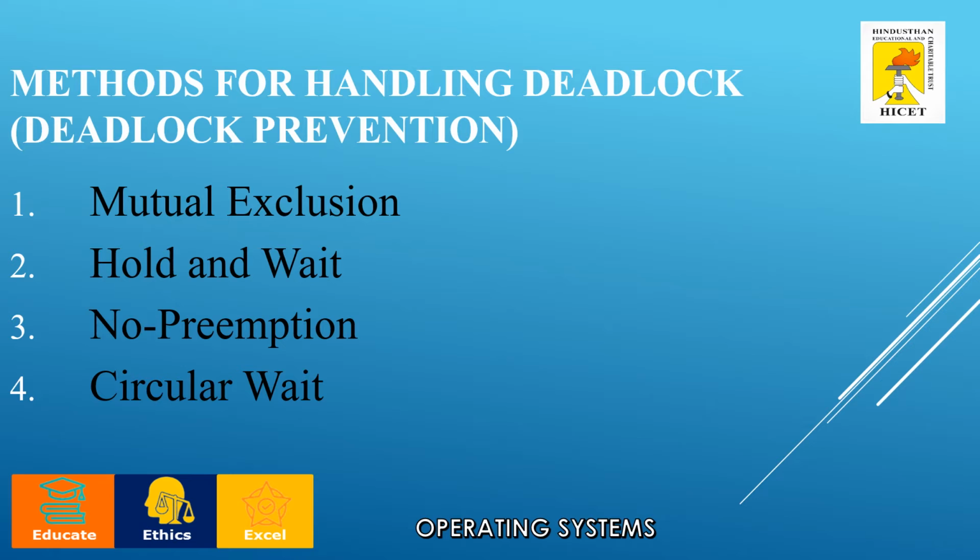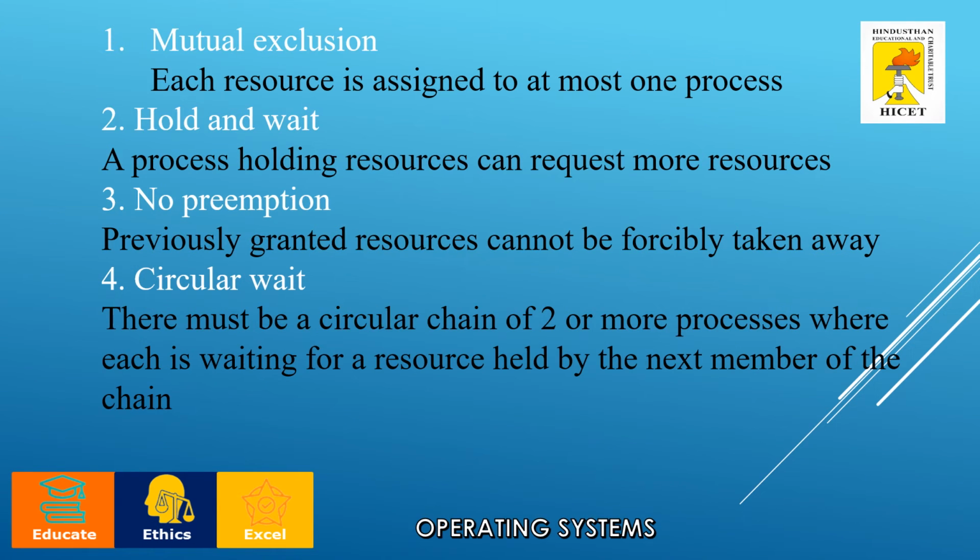The first one is deadlock prevention. There are four methods for deadlock prevention: mutual exclusion, hold and wait, no preemption, and circular wait. The first one is mutual exclusion. Each resource is assigned to at most one process so that there will be mutual exclusion between the different processes. The second one is hold and wait. A process holding resources can request more resources.